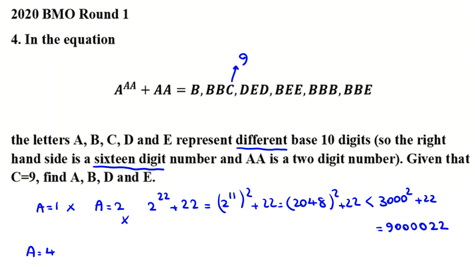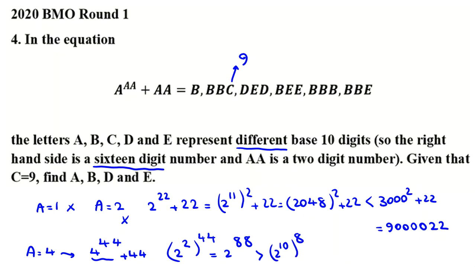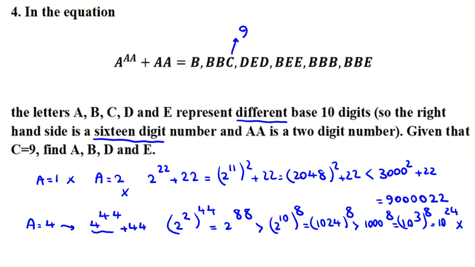For rejecting A equal to 4, I can say the left-hand side is 4 to the power of 44 plus 44. I want to say it is greater than this, so I focus only on this part. It will be 2 squared to the power of 44, which is 2 to the power of 88. I can say it's greater than 2 to the power of 10, to the power of 8, because it is 2 to the power of 80 against 88. And it is 1024 to the power of 8, which is greater than 1000 to the power of 8. It will be 10 cubed to the power of 8, 10 to the power of 24. It is a 25-digit number, so it's so much greater than a 16-digit number. So we've rejected A equal to 1, 2 and 4.